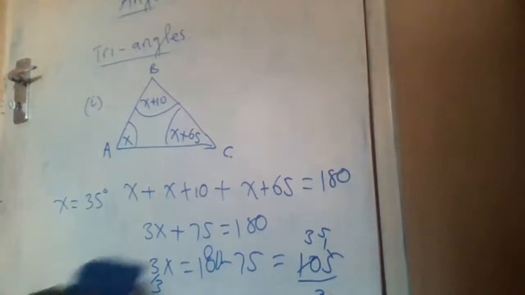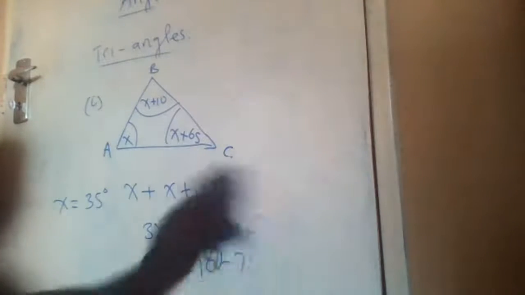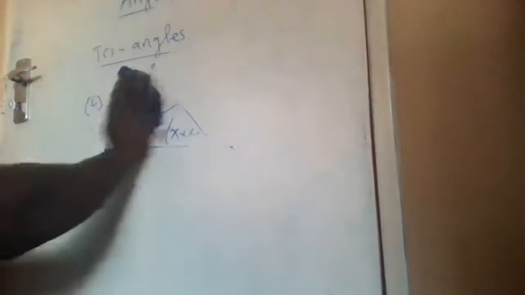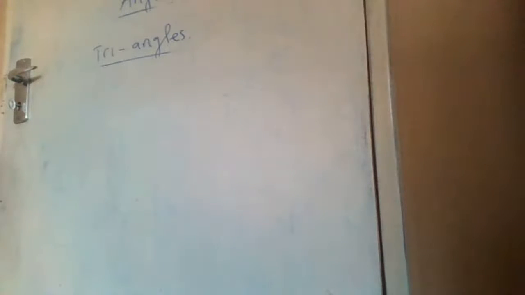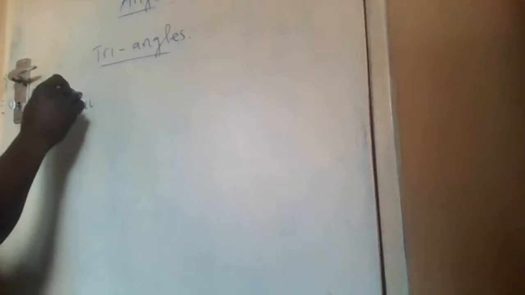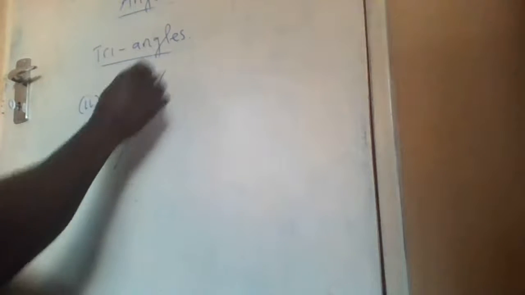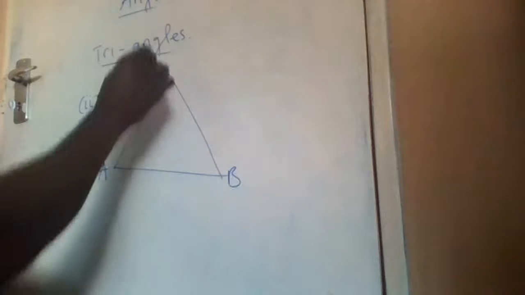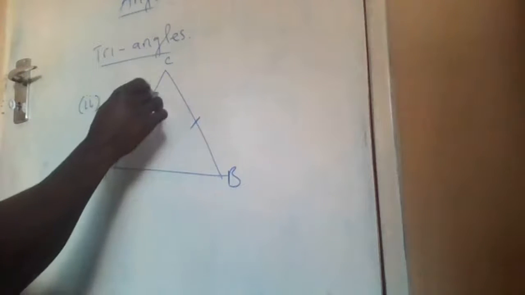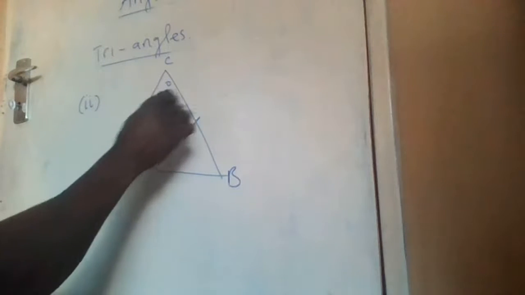Two more examples. This is example 2. We have a triangle drawn like that. We have A, B, C with these symbols, given that the angle there is 15 degrees.